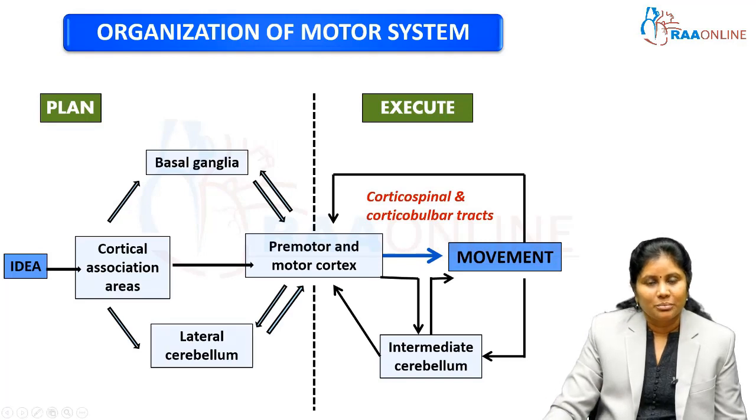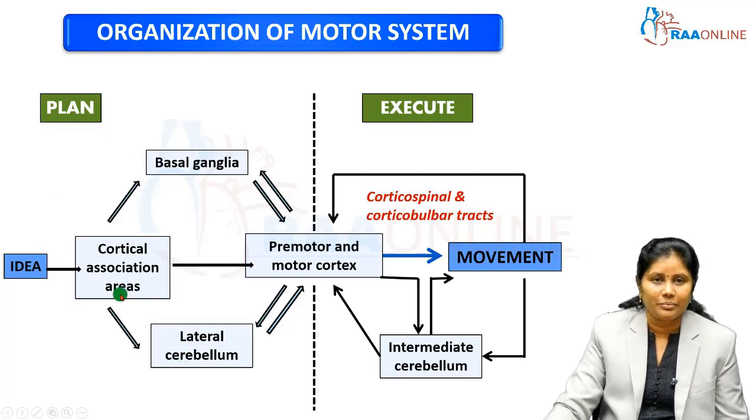Organization of the motor system involves planning and execution. Okay, so the plan for any motor activity, it started in the cortical association areas, and the basal ganglia and the lateral part of the cerebellum helps a great deal for planning. Now this plan is given to the premotor cortex and the motor cortex for execution. Okay, and the premotor cortex and the motor cortex also directly receive information from the basal ganglia and the lateral cerebellum.